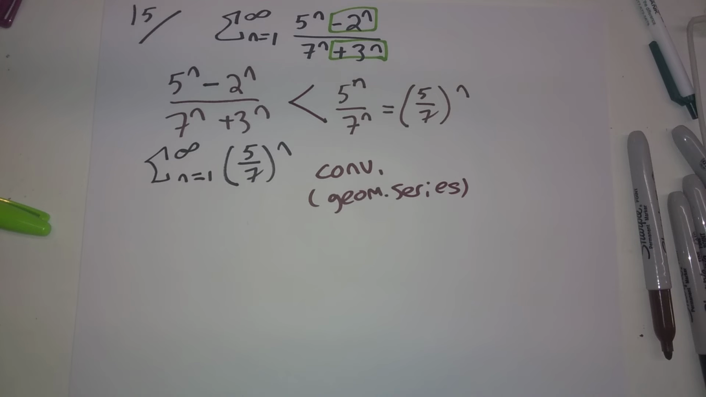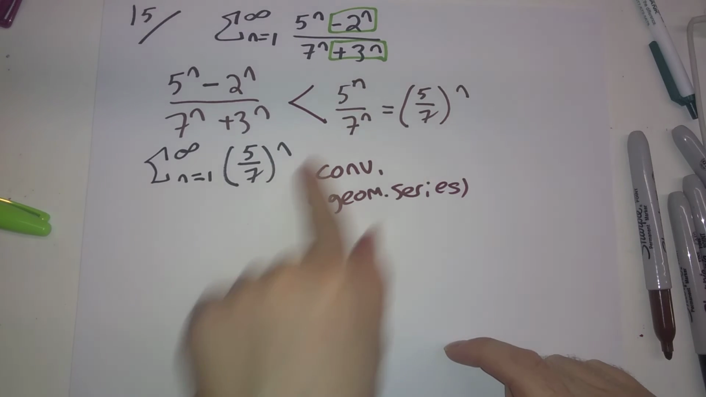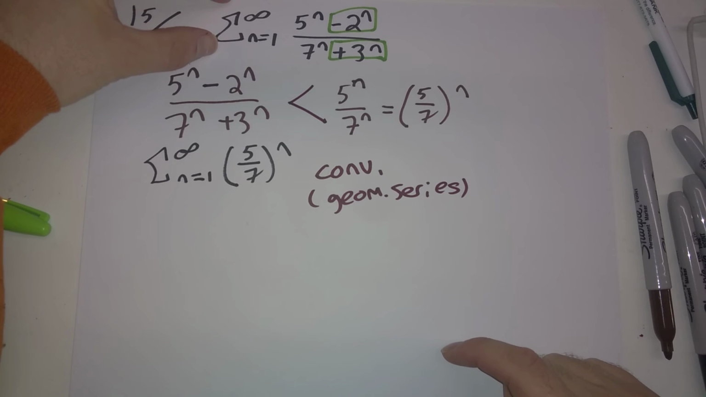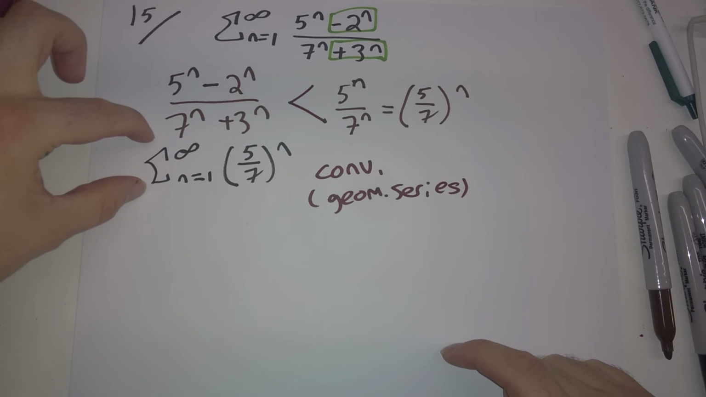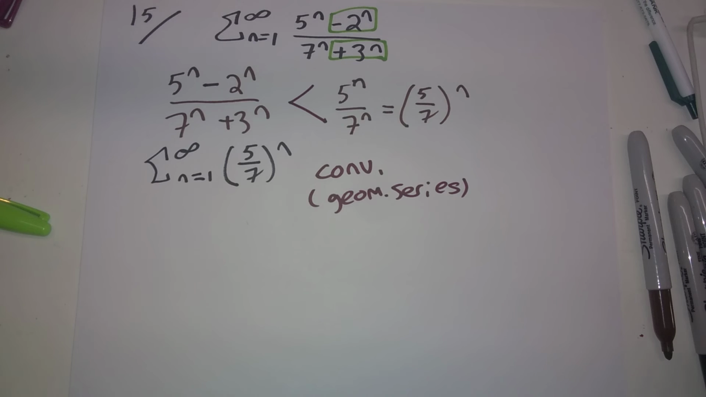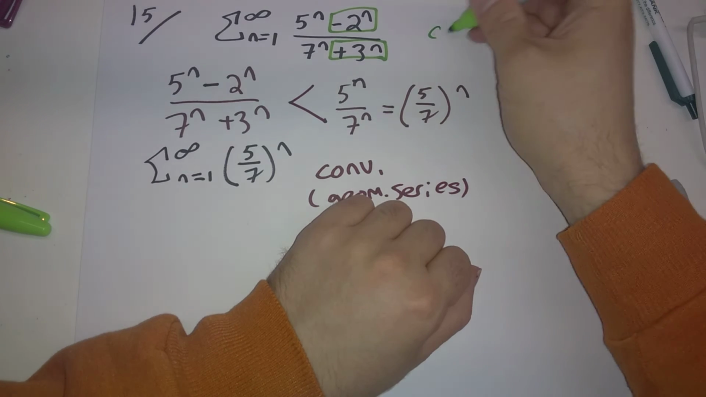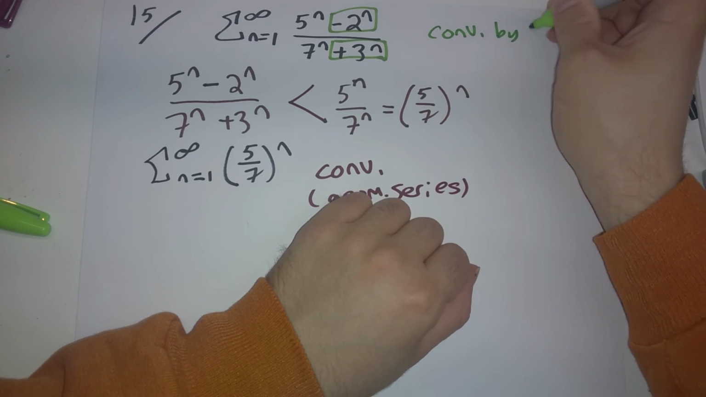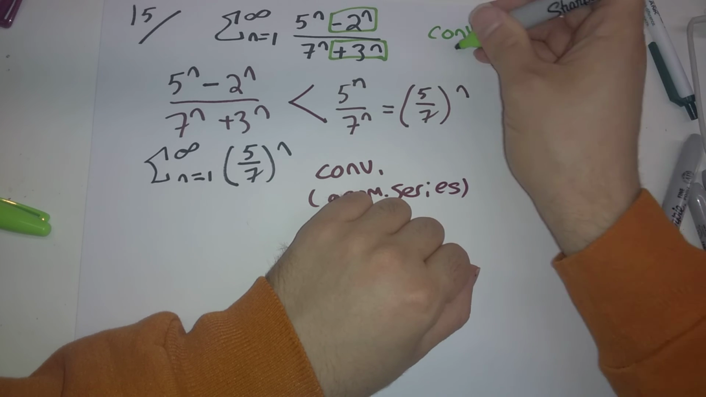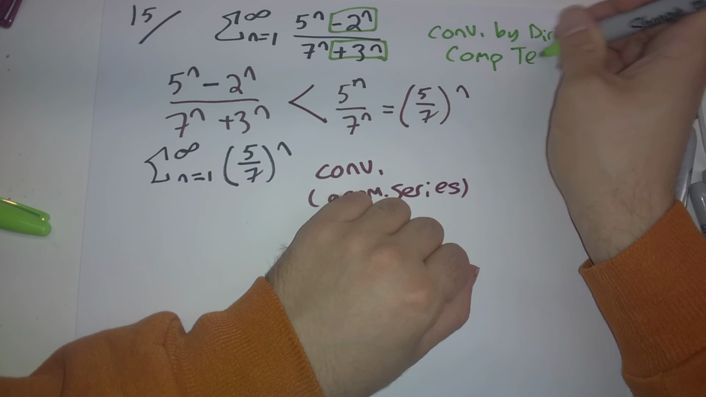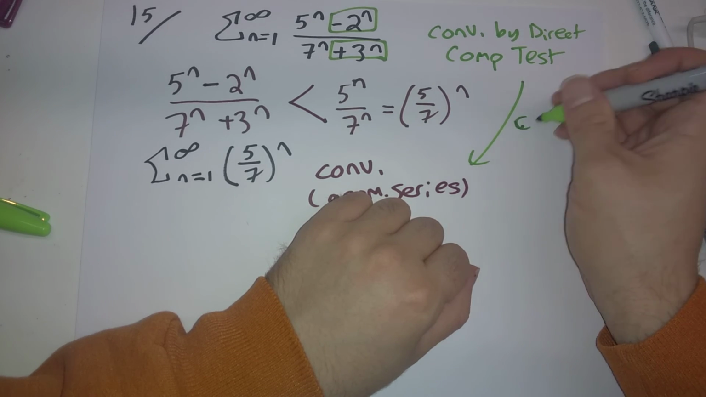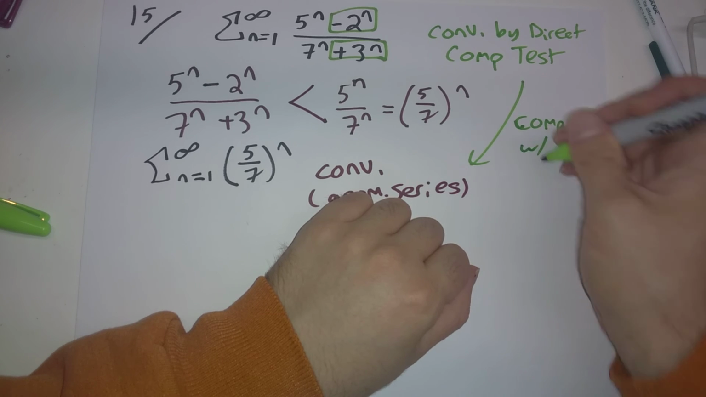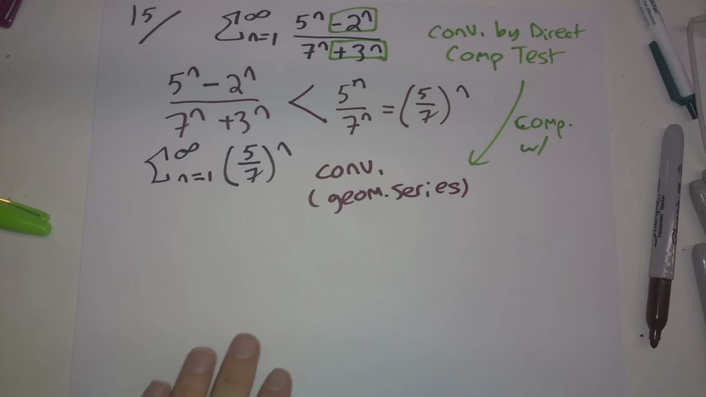Now, is this useful for the direct comparison test or not? And it turns out this is the correct direction. This series is smaller than a convergent series, so by the direct comparison test, this converges. And you're comparing with this series down here.